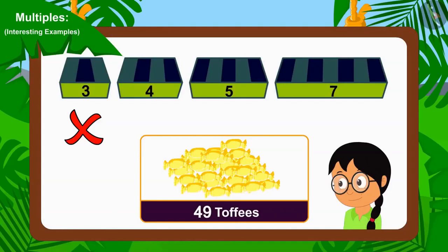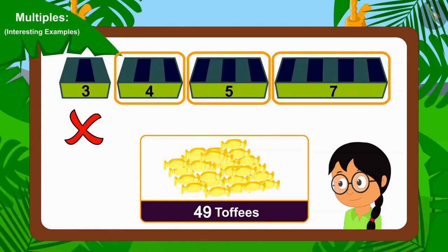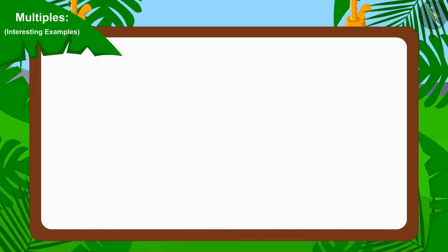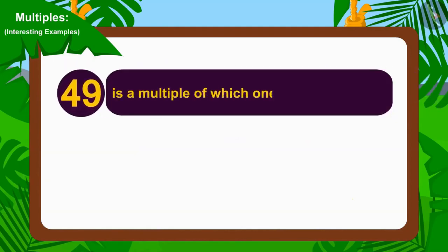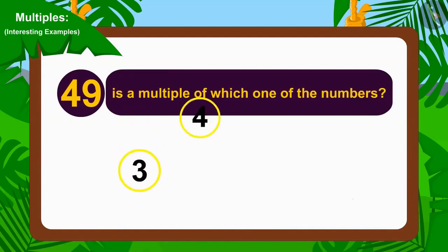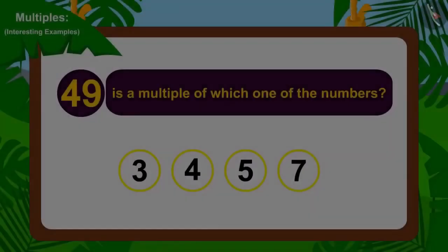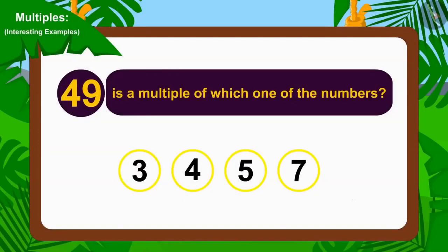This means which group will Meenu have to use to distribute the 49 toffees equally? To find this out, we just have to find that 49 is a multiple of which one of the numbers: 3, 4, 5 or 7? Now can you tell? 49 is a multiple of which of these numbers?